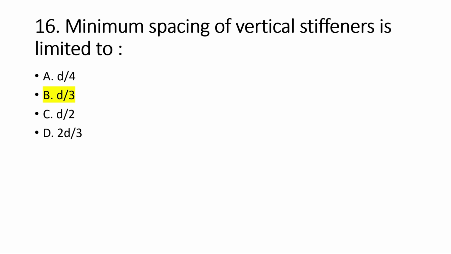That is D upon 3. Minimum spacing of vertical stiffener is limited to D by 3. Minimum spacing is D by 3. Okay, so move on to the next question.